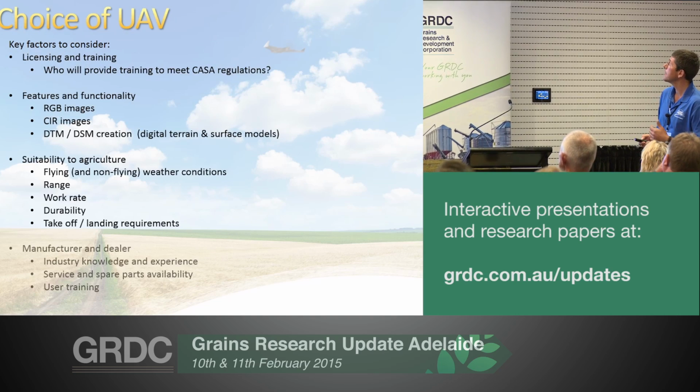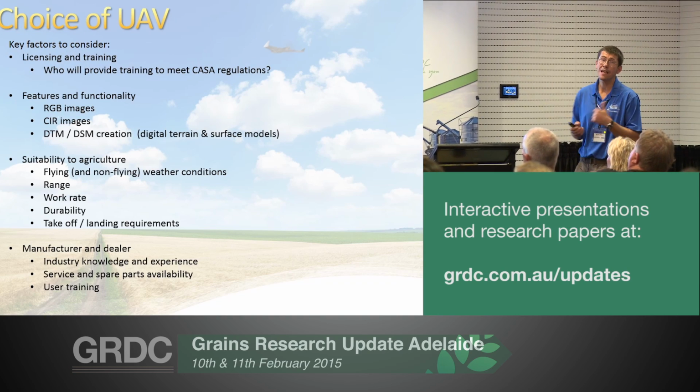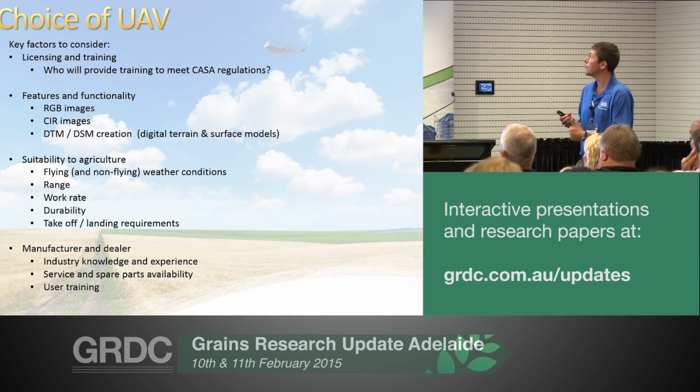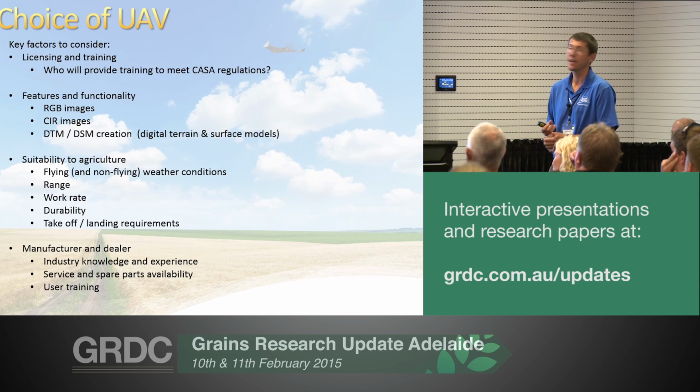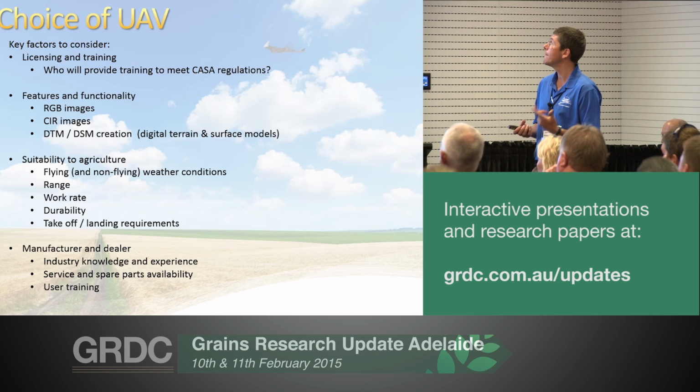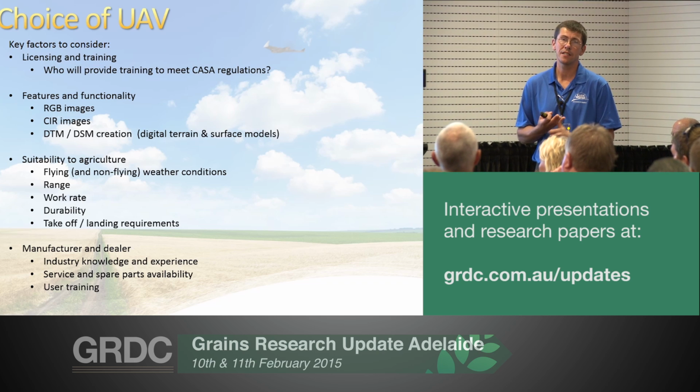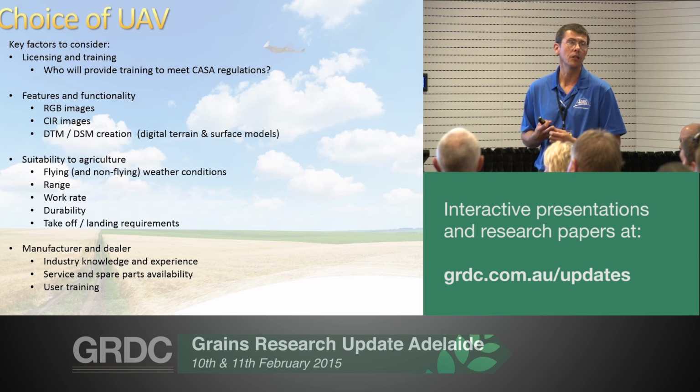So why did we choose this particular device? Well, there are a few key factors. One is if you want to run one of these things, you need to be licensed. CASA have got pretty strict regulations on this sort of thing. So we needed to make sure that the UAV we bought, there was somebody that could train us to do it and make sure that it was sort of licensable, if you like.